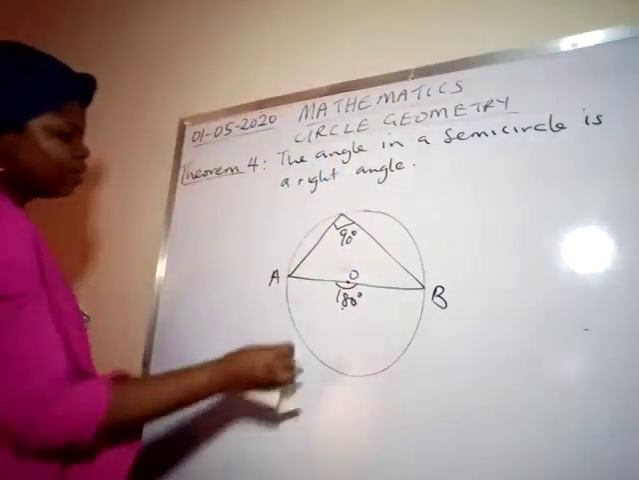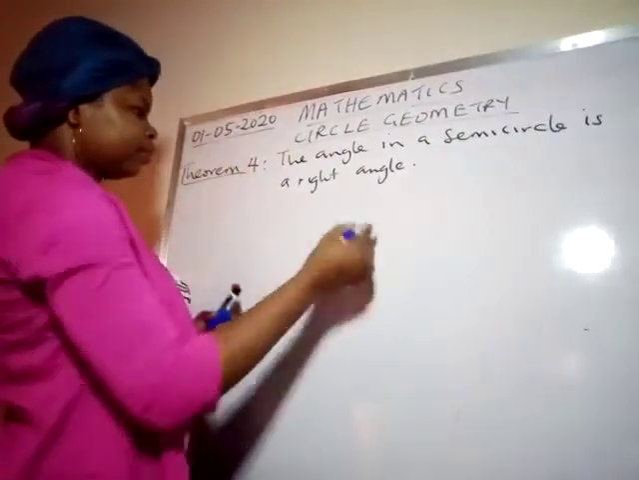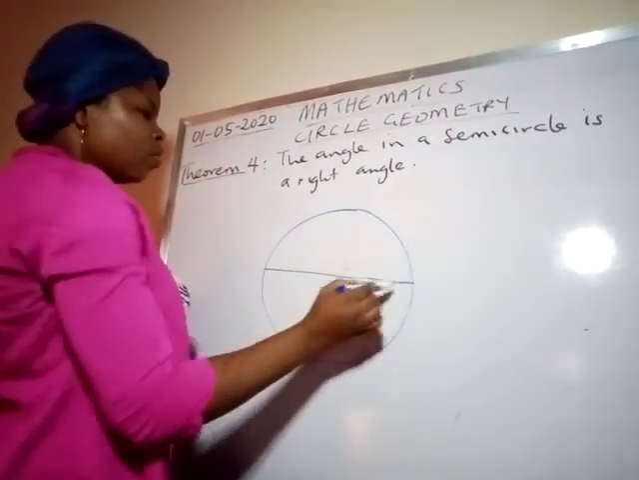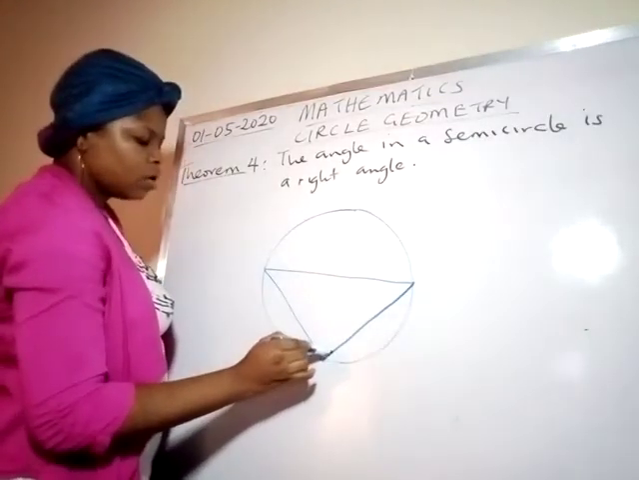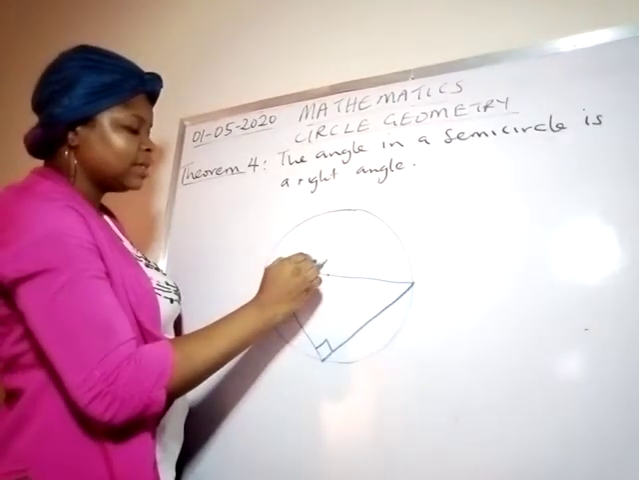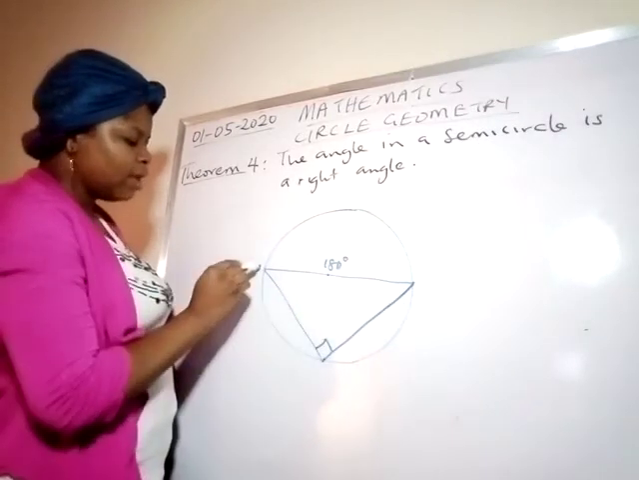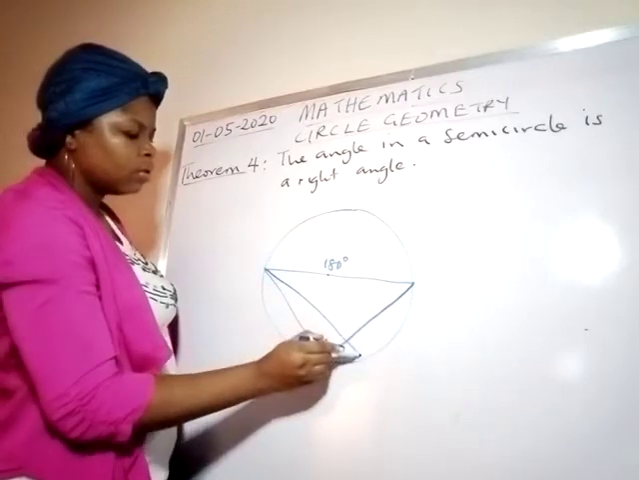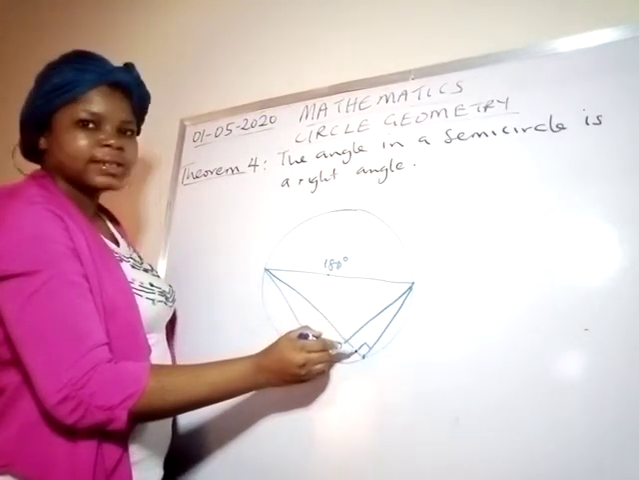So if I have another circle in this form, this is a semicircle, my angle here is also 90 degrees. Why? Because this is a semicircle and this is 180 degrees. Do you get that now? So this is 90 degrees. I can decide to extend my own circumference here. So this is also 90 degrees.